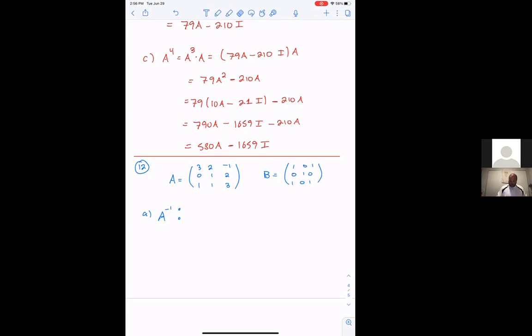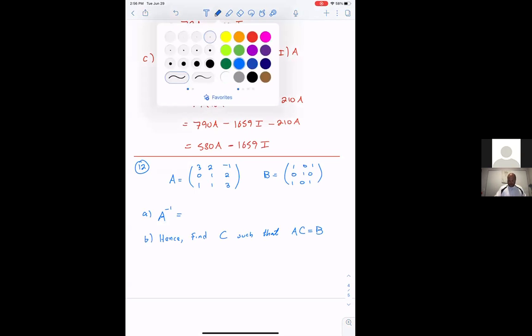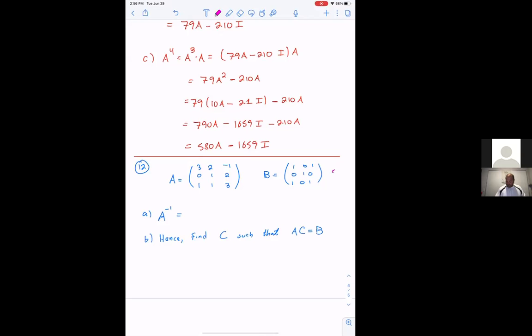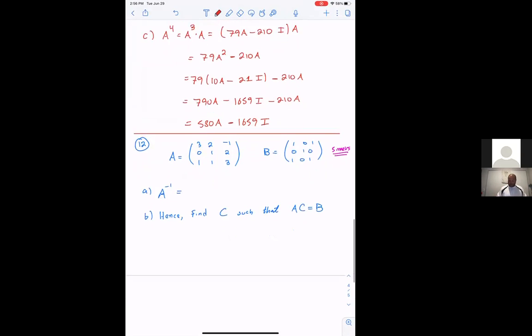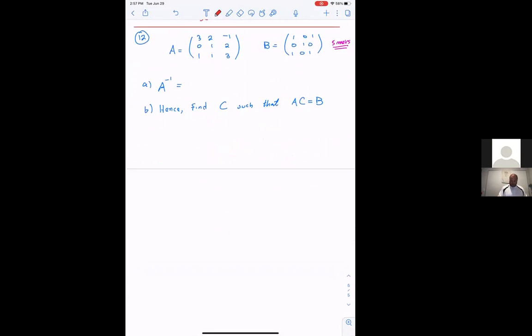So we're going to switch this to a paper 2. Find A inverse. That's part A. And then B, it says hence, find matrix C, such that AC is equal to B. And this problem is 5 marks. Okay, so use a calculator for part A, but not for part B. Let's compromise and go ahead and solve that. Pause and do your thing.